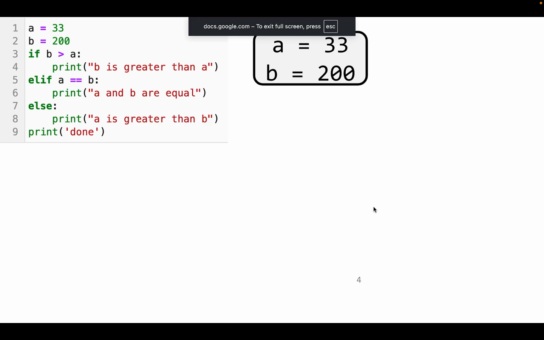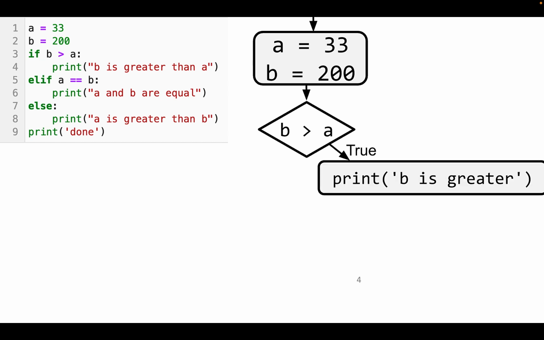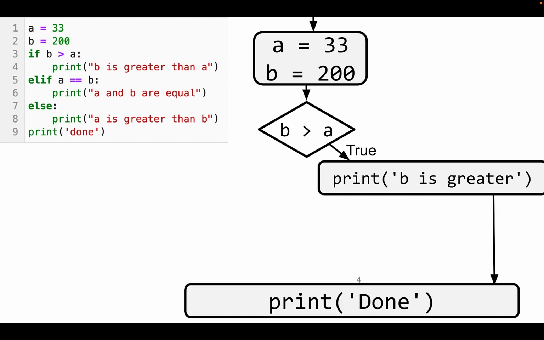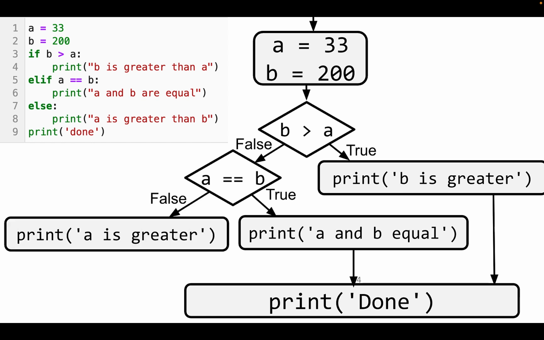Okay, let's look how we can visualize this one. So I've got my variables. Then I check, is B greater than A? That's on line 3. If that's true, I say B is greater. Once that one's done, it's going to go directly to line 9 and print done. If B is greater than A had been false, then I would have gone and checked, is A equal to B? If that was true, I would say A and B are equal, and that would jump directly to line 9. And last, if that A equal B was false, it would print A is greater, and then that would also go to line 9.